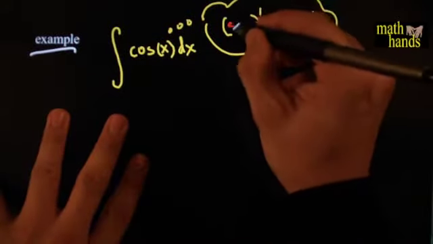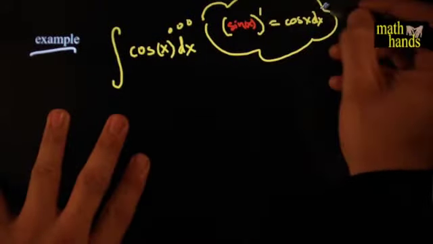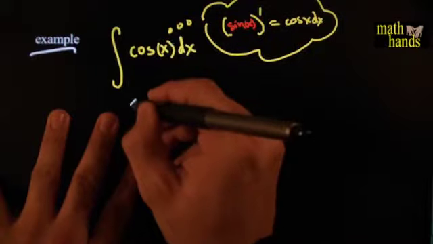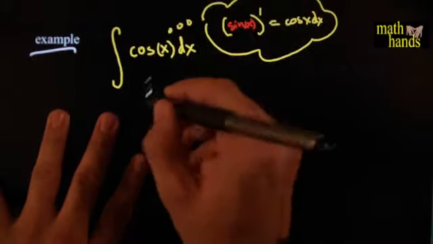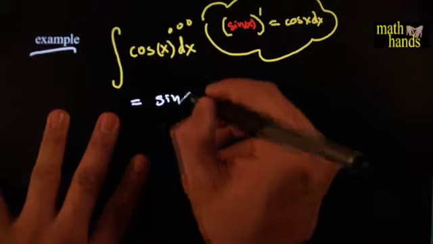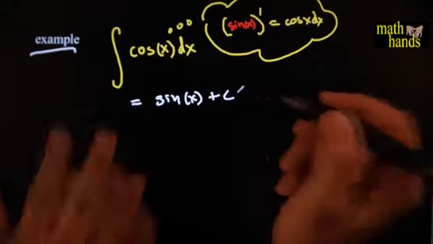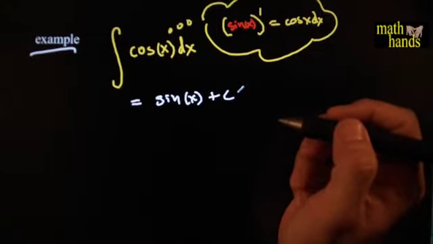So it tells you that what goes here is the sine x. And so this would be equal to, let's go with y, this would be equal to sine x plus a constant. Okay?